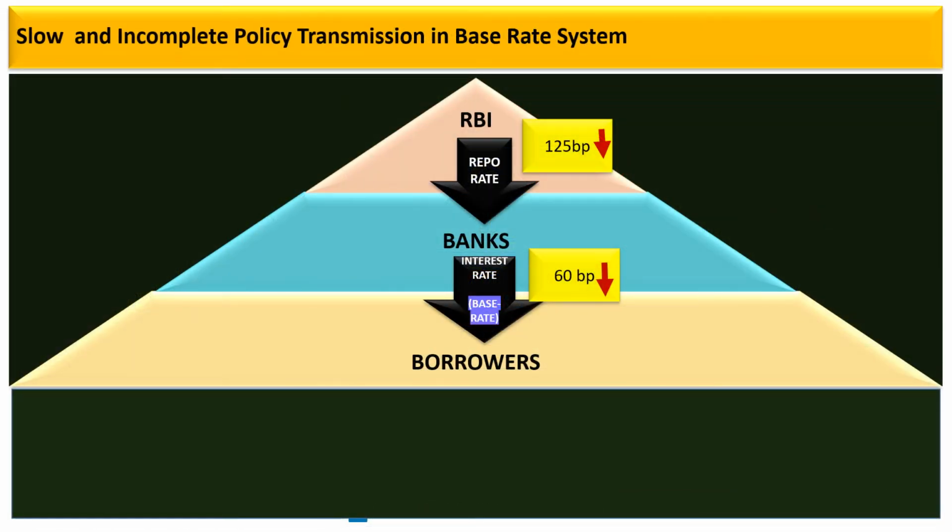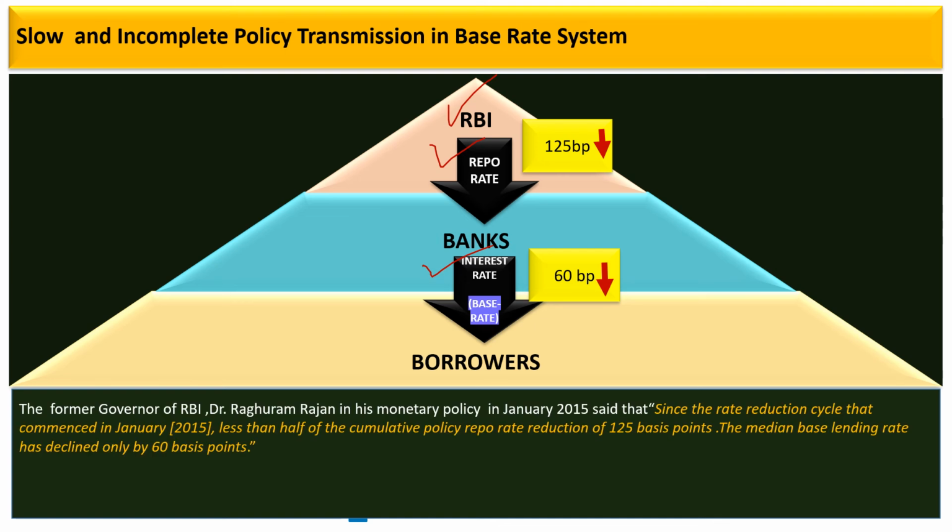The base rate system therefore suffered with the problem of slow and incomplete policy transmission. Ideally, any change in the repo rate must reflect the change in the lending rates of banks. If RBI takes any decision to either increase or decrease the repo rate, it must be reflected in the change in the lending rates of the bank so that the benefit goes to the borrower. But the policy transmission under the base rate system was not very effective.